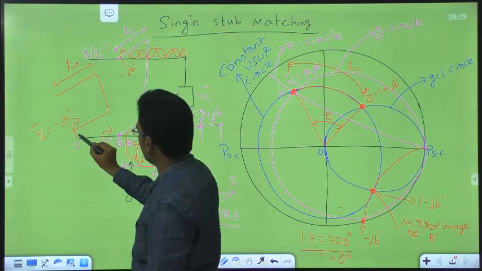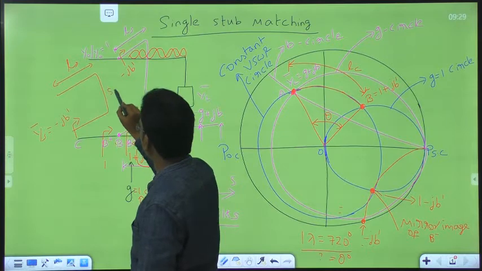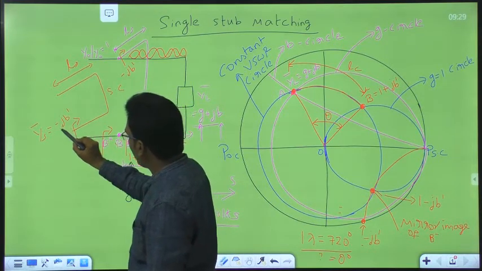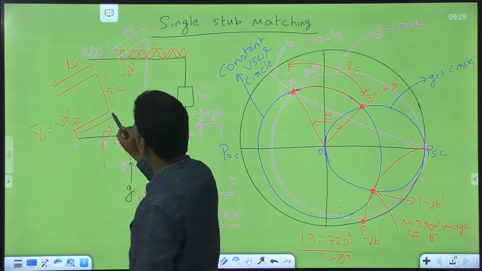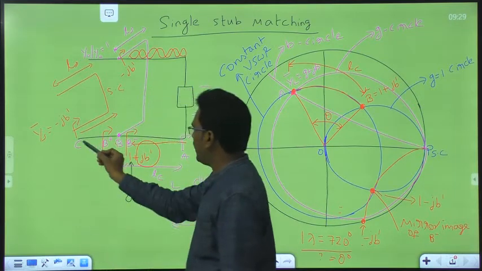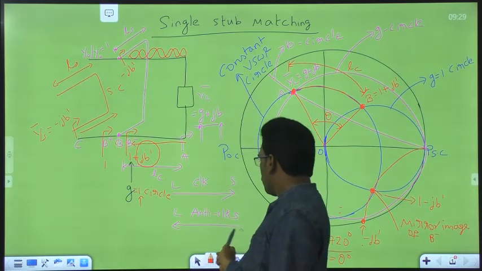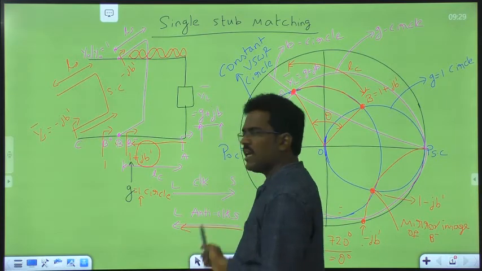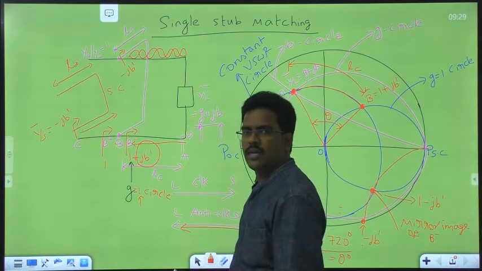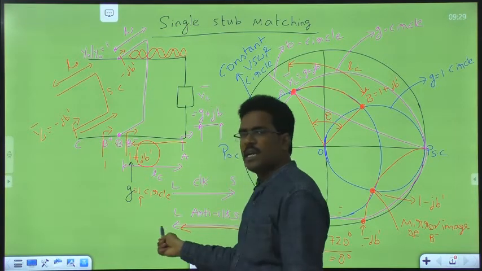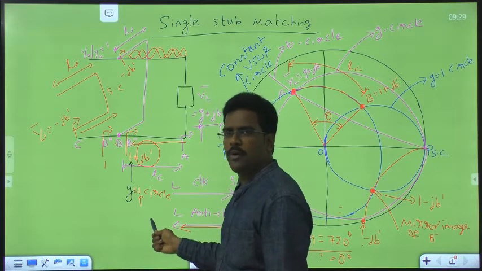From here we have to move towards this short circuit point, right? This is the short circuit point. Therefore, from minus jB dash move towards the short circuit point. Here we are moving from source to load, so we have to move in the anti-clockwise direction towards the short circuit point.